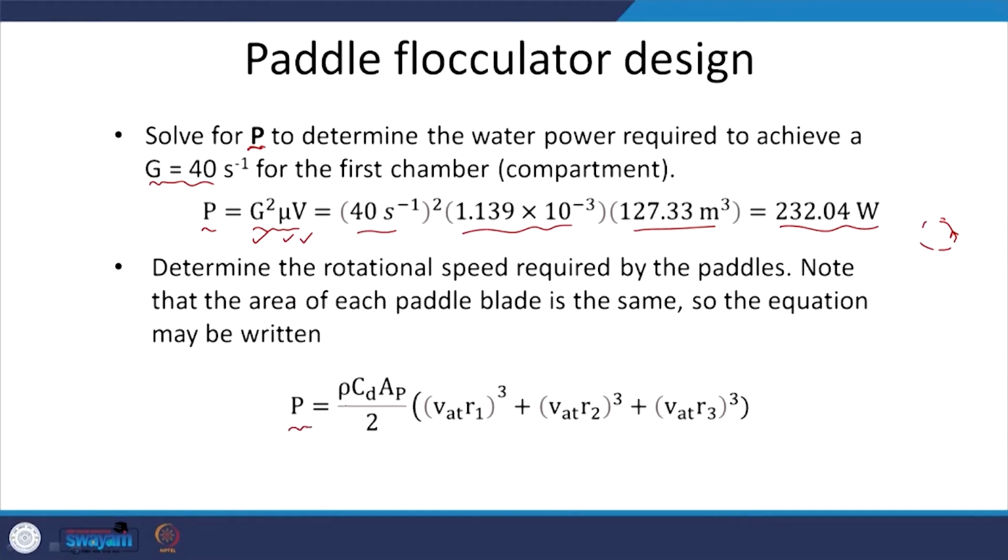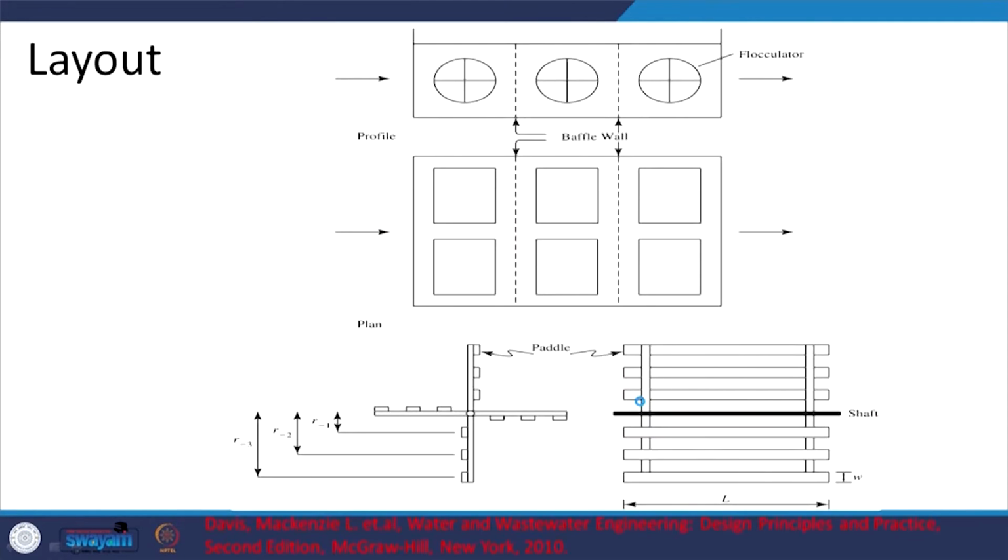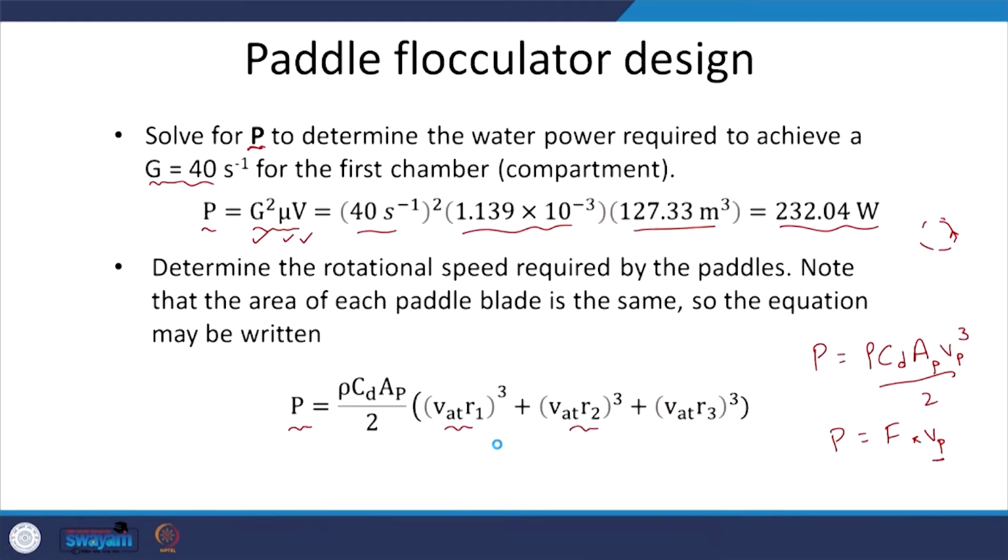For example, earlier we saw this particular equation, power is equal to coefficient of drag, area of the paddle, and velocity of the paddle cubed by 2. This is nothing but power equal to that force, frictional force, I guess, into velocity of the paddle. But here there are different paddles, 3 paddles, right. There are 3 paddles, as you can see, each one at a different distance from the center, and as we saw, each one will have its own velocity. So, I am going to look at all 3 of them and sum them up, right.